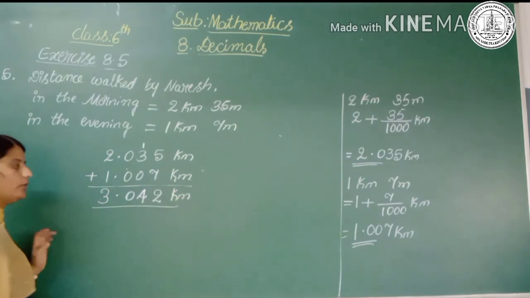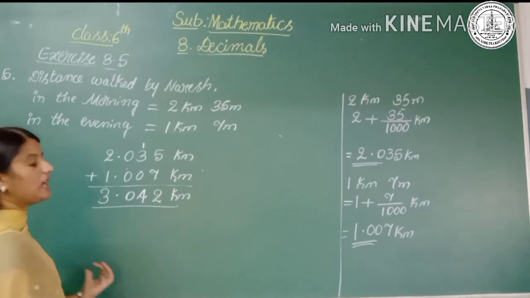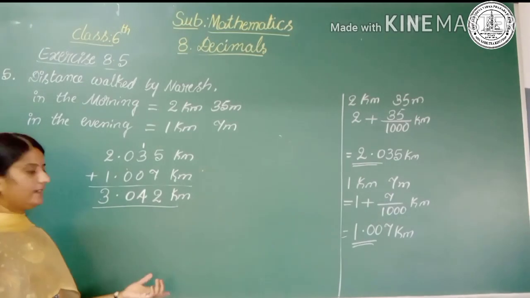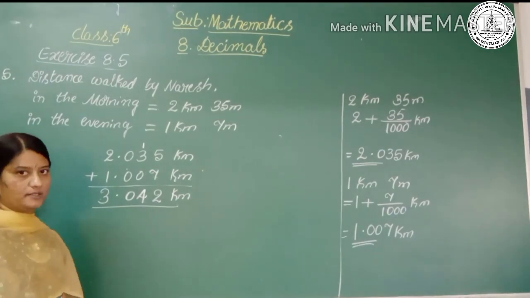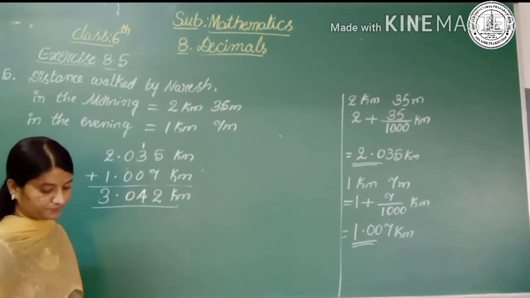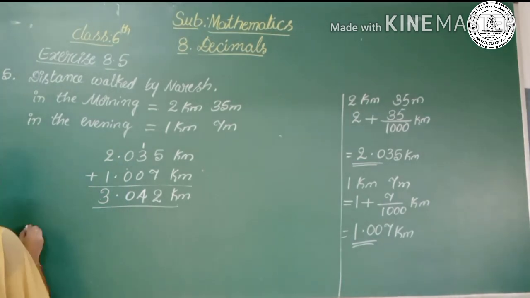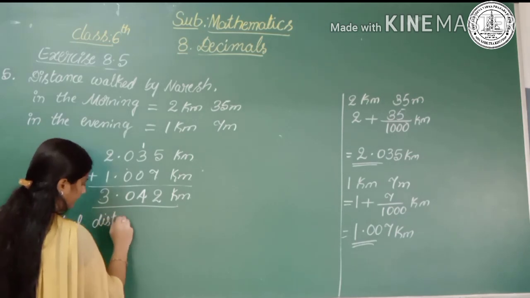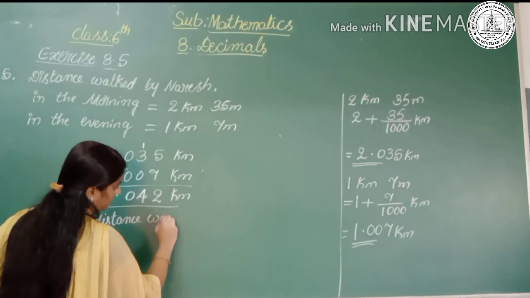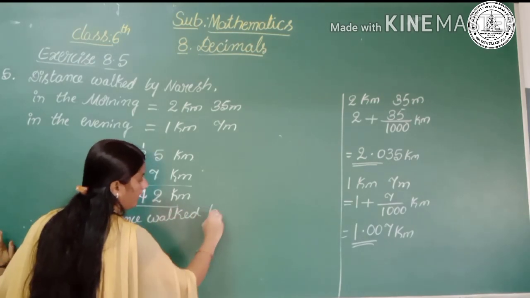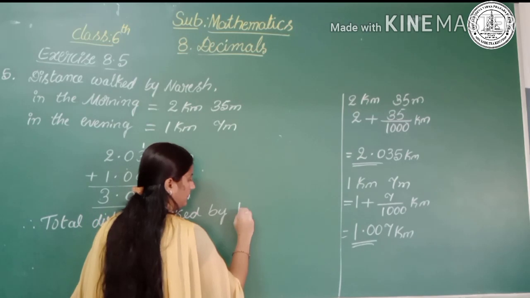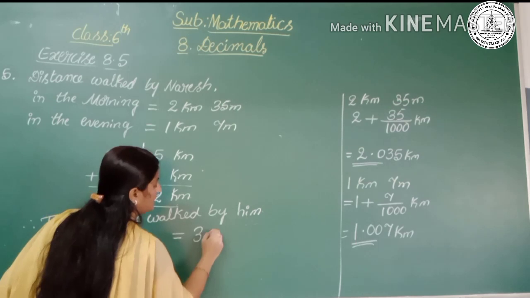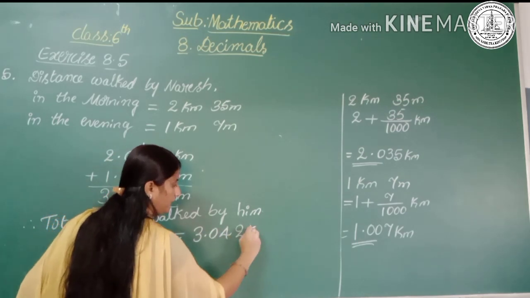3.042 kilometer. Yes, at last we have to write down the total distance walked by Naresh in all, that is 3.042 kilometers. Okay, let's write down here: therefore, total distance walked by him is equal to 3.042 kilometer.